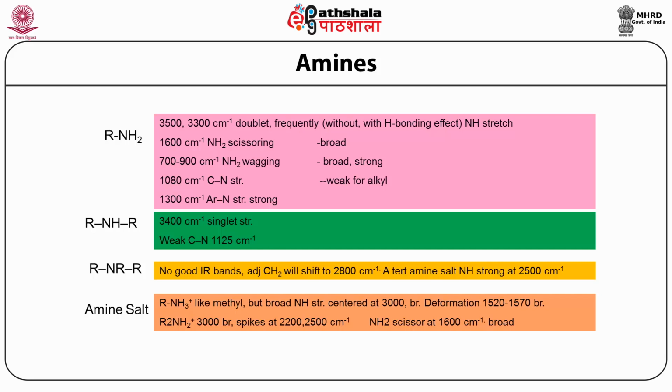For the secondary amine, 3400 per centimeter for the singlet stretching and weak carbon-nitrogen at 1125 per centimeter. For the tertiary amine, no good IR band; a CH2 adjacent to nitrogen will shift to 2800 per centimeter, and for a tertiary amine salt the NH band at 2500 per centimeter is observed. Amine salts are NH3+ like methyl, with a broad NH stretch centered at 3000, broad deformation at 1520 to 1570, and for R2NH2+ broad spikes at 2200 to 2500 per centimeter, NH2 scissor at 1600 per centimeter, broad.